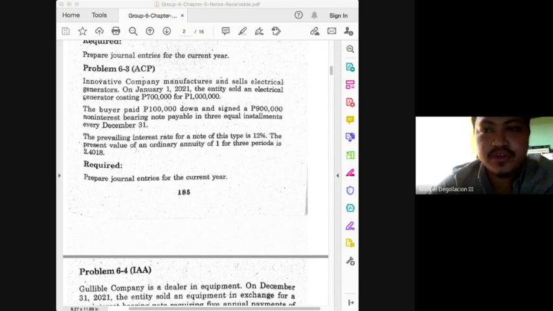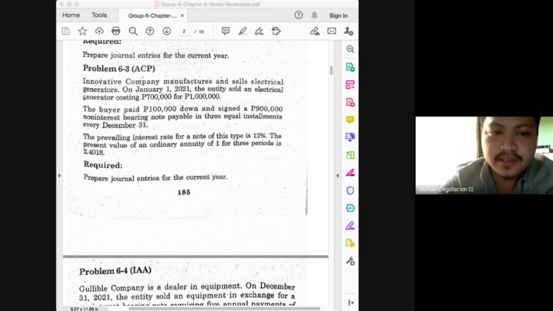Okay, and since the question is at what amount will the notes receivable be presented, again, it should just be the principal balance. It would be 300,000 minus 32,154.